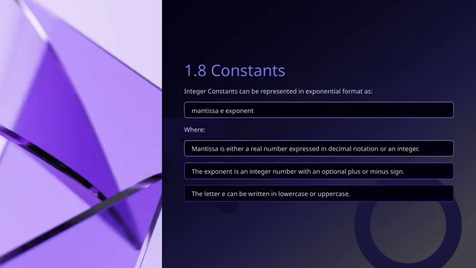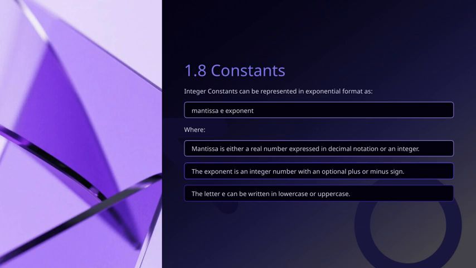Now, let's take a closer look at integer constants and how they can be represented in exponential format. When we talk about this format, it's typically written as the mantissa, followed by the letter E, and then the exponent. The mantissa can be either a real number in decimal notation or just an integer. This gives us some flexibility depending on the precision or the size of the number we're working with. The exponent itself is always an integer, and it can include an optional plus or minus sign, which indicates whether we're moving the decimal point to the right or left.